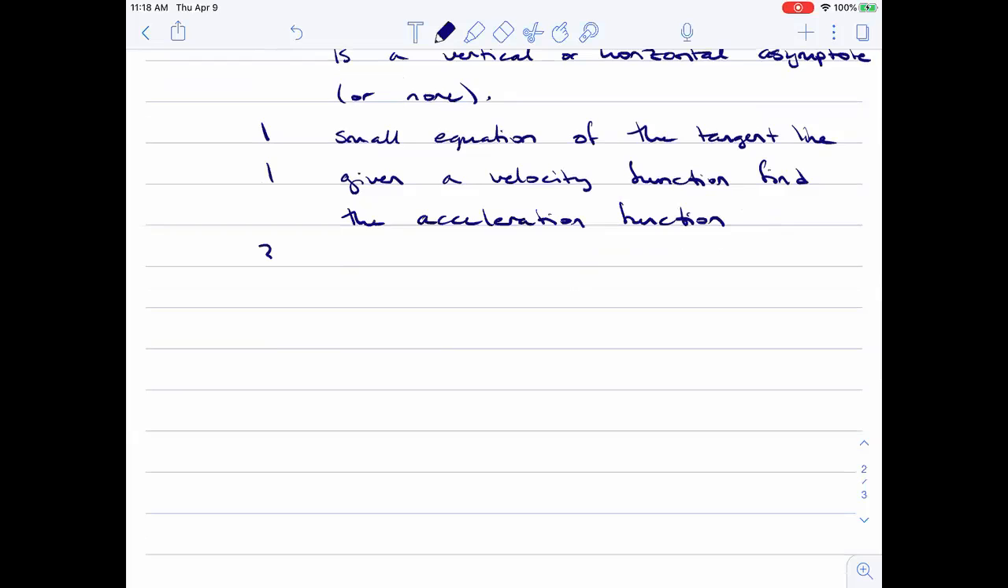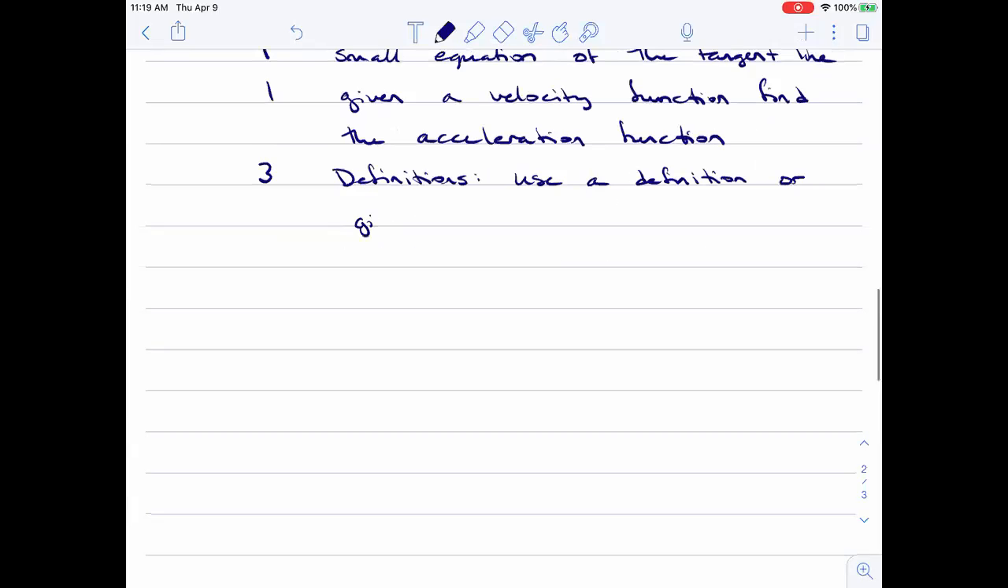And then there's three what I would call definitions. And so it either uses a definition and gets you to pick the right answer, or it gives you some definition and you have to tell me what it is, right? And so either use a definition or give the term, right? The term of the definition. And again, you'll see what I mean once you have a look at those practices.